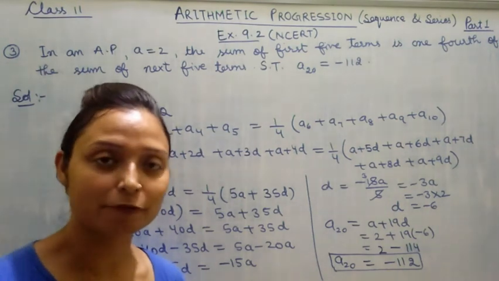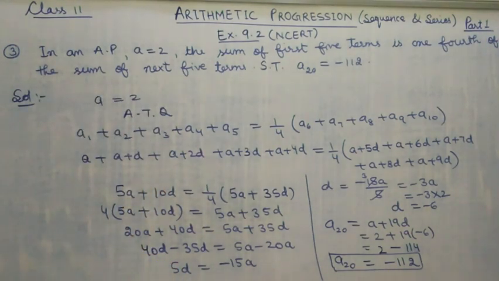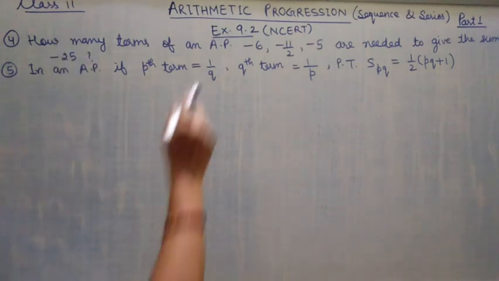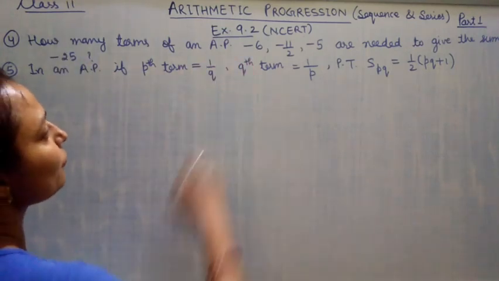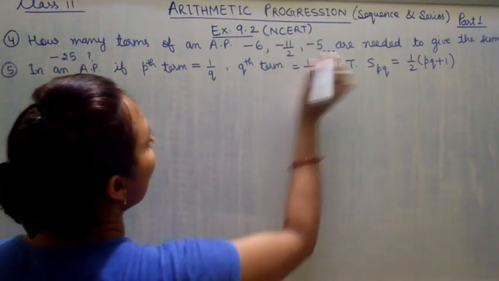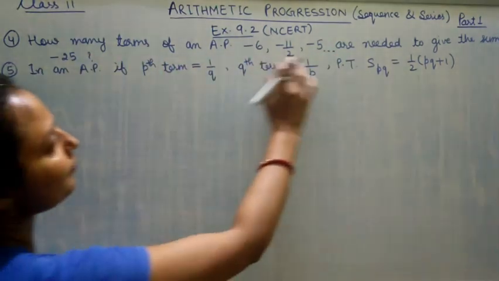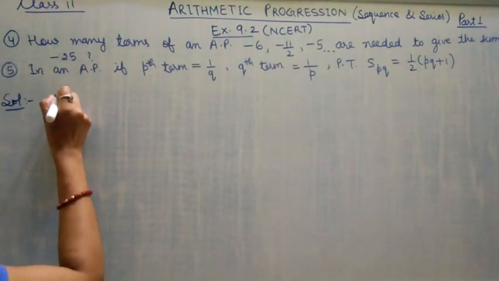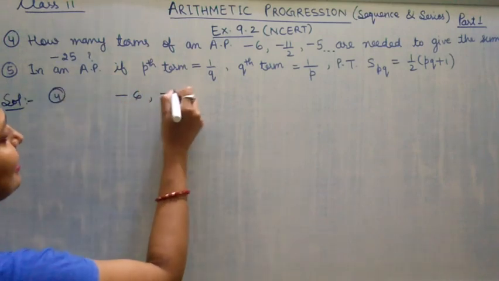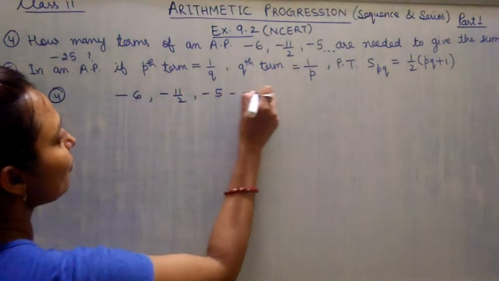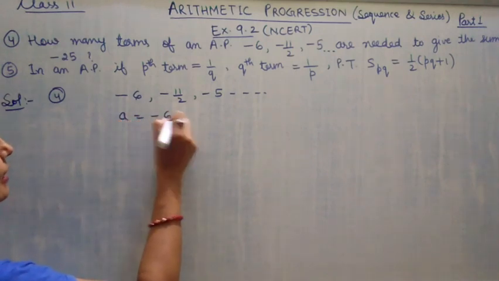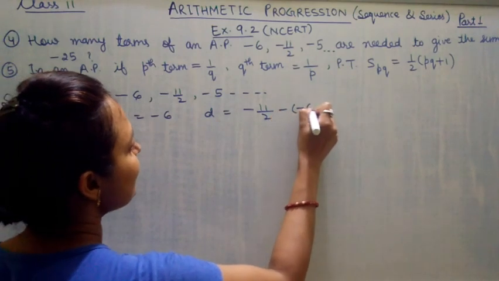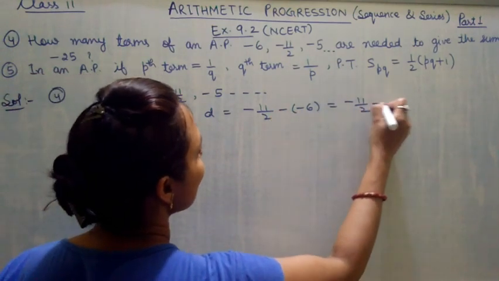Now come to question number 4. Now I have written down the last, 4th and 5th, questions of exercise 9.2, in which you have to find how many terms of an AP are needed to give the sum minus 25. So I will solve question number 4 first of all. Question number 4 has the series minus 6, minus 11 by 2, minus 5, and so on. Right? a is equal to minus 6. For finding d, I will take minus 11 by 2 minus minus 6, that will equal minus 11 by 2 plus 6.